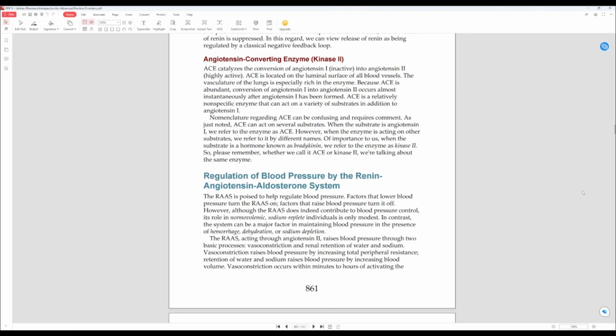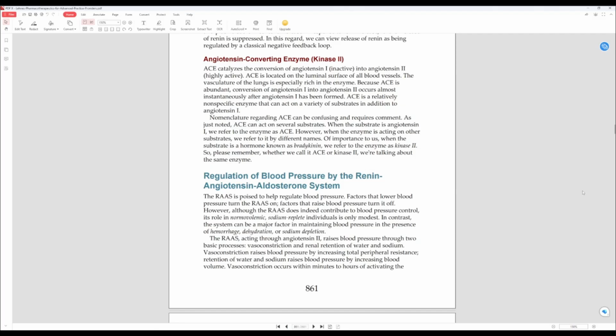So now your ACE inhibitors, or your angiotensin-converting enzyme, also called kinase 2. ACE catalyzes the conversion of angiotensin 1, which is inactive, into angiotensin 2, which is highly active. ACE is located on the luminal surface of all blood vessels. The vasculature of the lungs is especially rich in the enzyme.